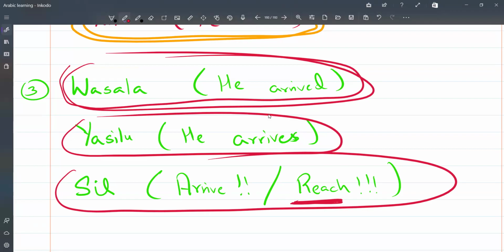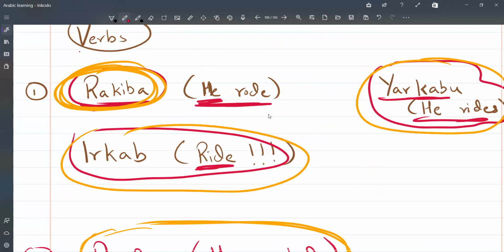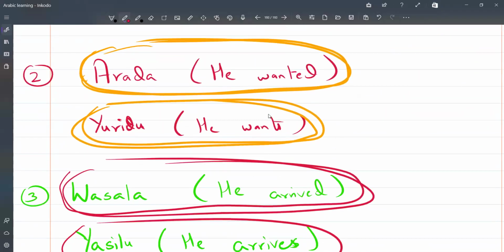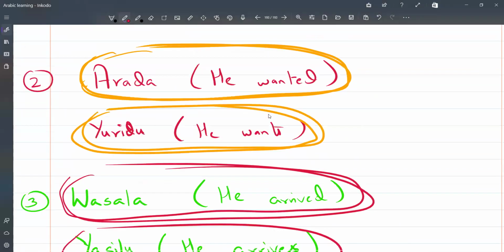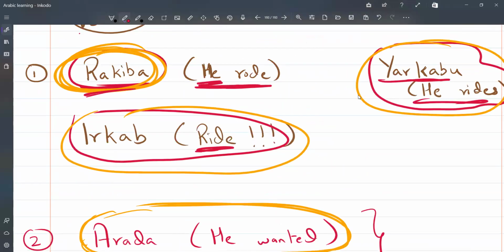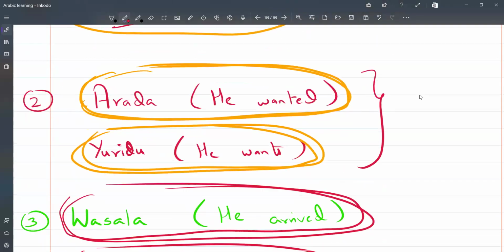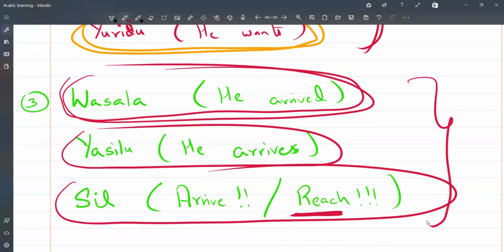So learn these three verbs: rakiba, yarkabu, irkab; arada, yuridu; wasala, yasilu, sil. Make three girdans for rakiba, two for arada, and three for wasala. And you can only know how to make girdan by watching the video of verbs in Arabic.